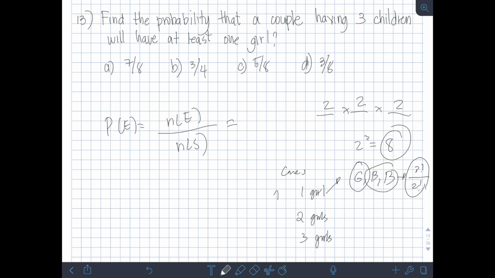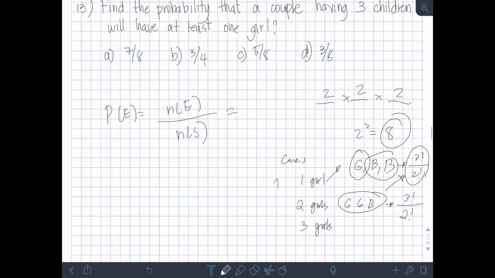Tapos ito naman sa 2 girls. Kapag 2 girls, pwedeng G, G, B. Tapos pag in-arrange natin to, apply pa rin natin yung ginawa natin dito sa unang case. So, 3 pa rin, kasi 3 letters. 3 factorial over, yung naulit? This time, G, dalawang G. So, over 2 factorial. Okay? Next, dito sa tatlong girls. So, we have G, G, G. Isa lang naman arrangement nito. Kahit i-apply natin yung ginawa natin dito sa 1 girl tsaka 2 girls, 3 factorial over 3 factorial, or 1.